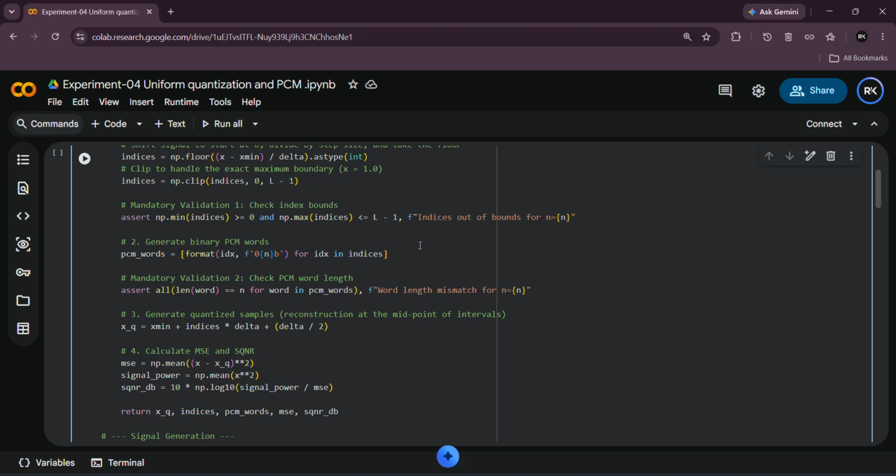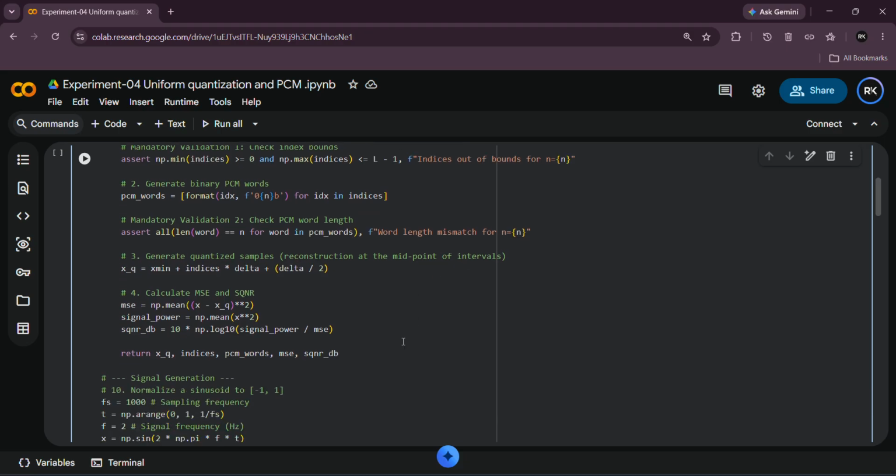So we convert every index into a binary PCM code using Python string formatting. This is literally the bitstream you would transmit or store. Finally, we construct the quantized signal by mapping each index back to the midpoint of its interval. That midpoint reconstruction minimizes the average reconstruction error.